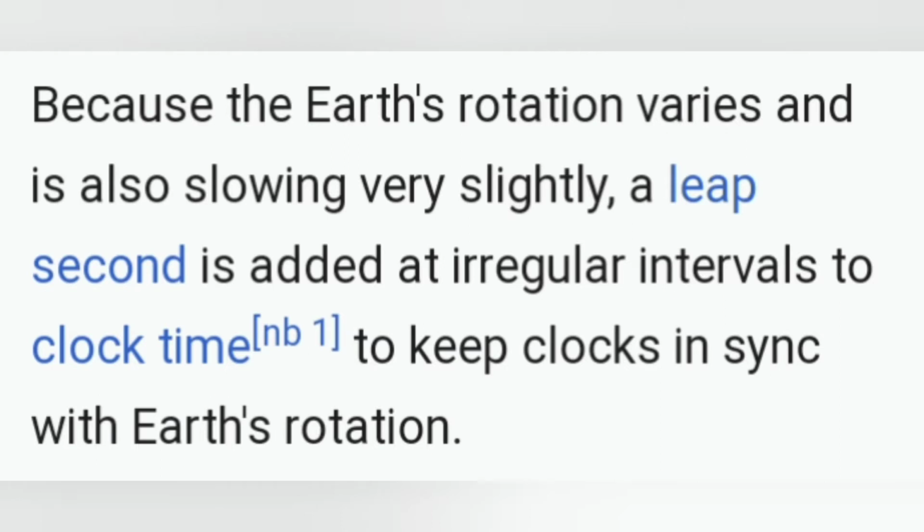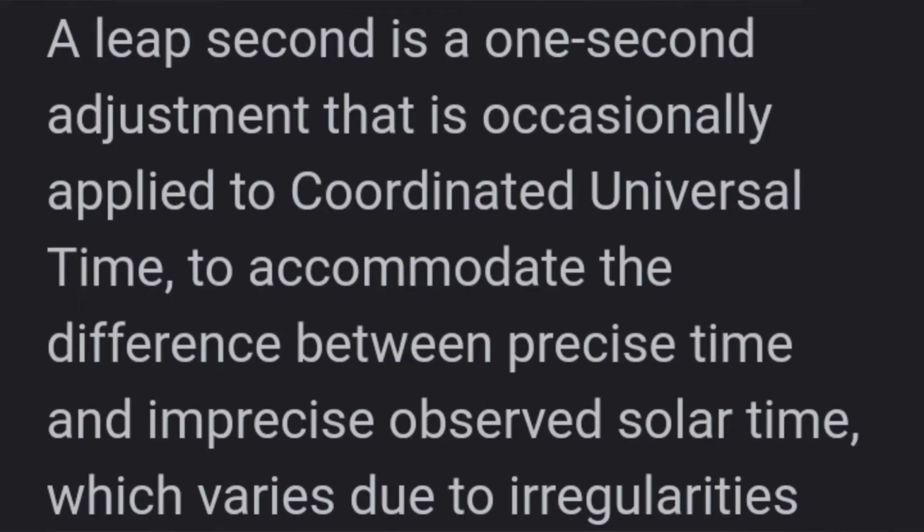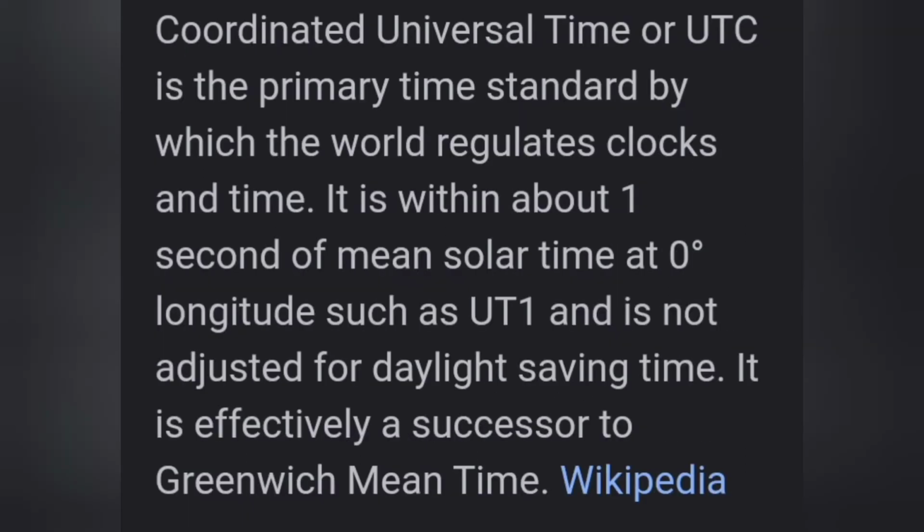Because the Earth's rotation varies and is also slowing very slightly, a leap second is added at irregular intervals to clock time to keep clocks in sync with Earth's rotation. A leap second is a 1 second adjustment that is occasionally applied to the Coordinated Universal Time to accommodate the difference between precise time and imprecise observed solar time, which varies due to irregularities.